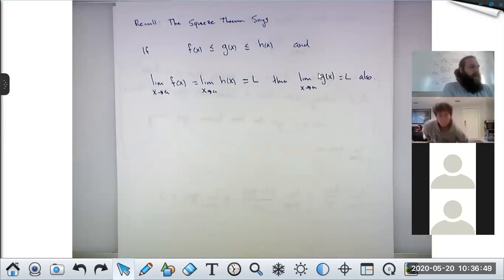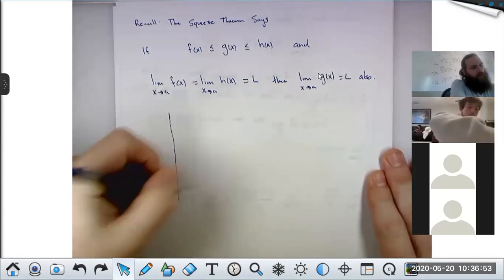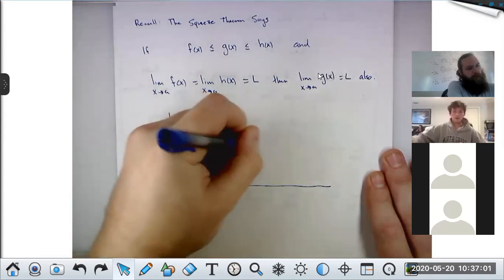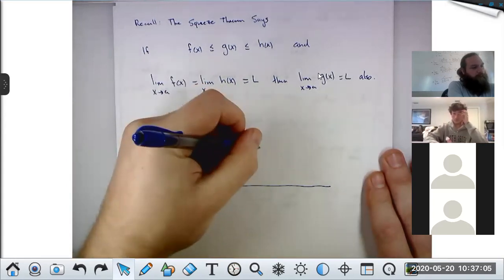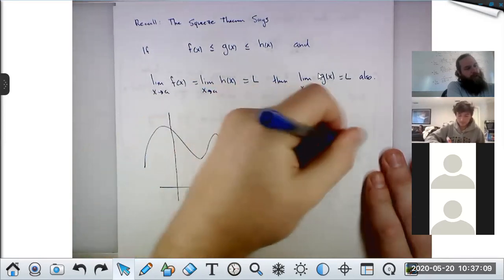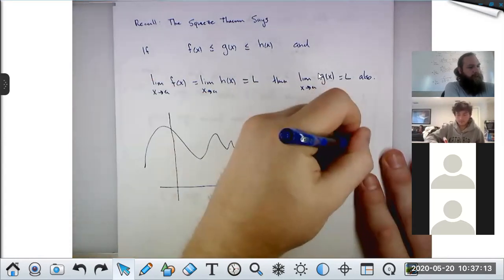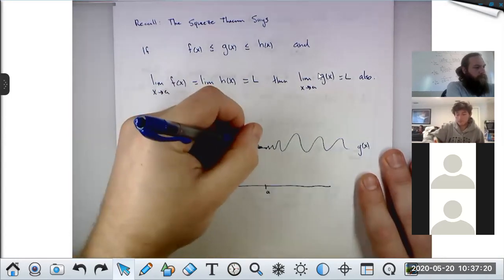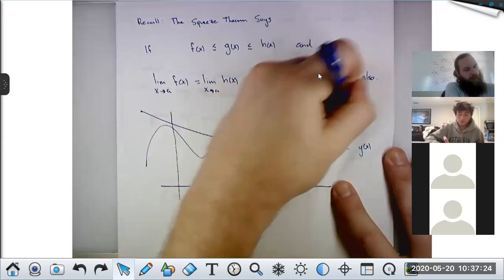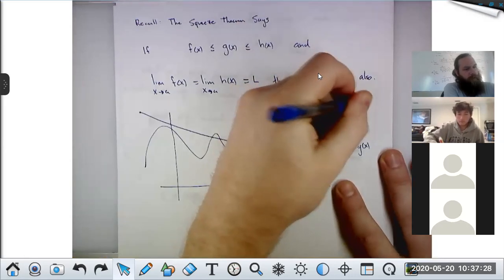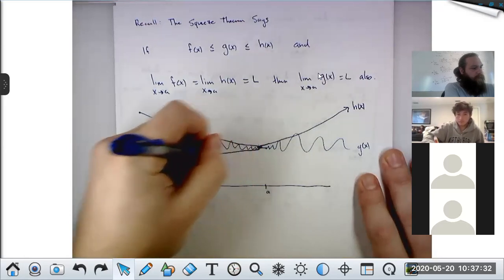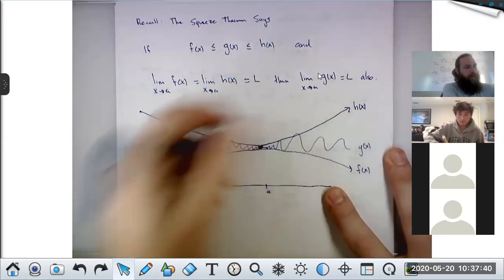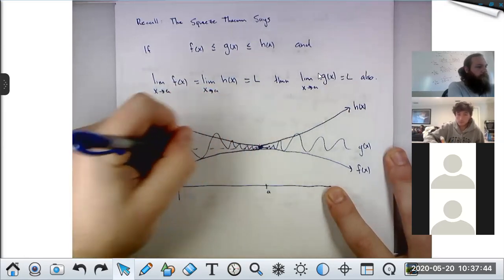There's a picture that goes along with this that I didn't really illustrate ideally for you last time, so let me make one more attempt at drawing that picture for you. The idea is usually, I've got something that's oscillating really wildly so that it's hard for me to get at what this limit might be. But then I can bound it above, so this is my g of x. This is where I'm trying to take the limit, a. And I've got some function that bounds g from above that we call h of x. And I've got some function that bounds g from below that we call f of x. And so this number right here that all three are approaching in the middle, that's L.